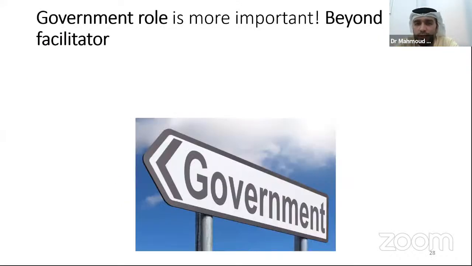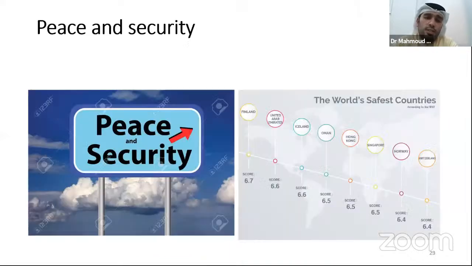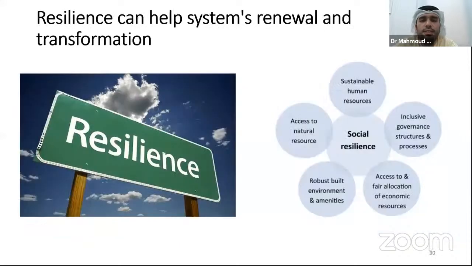Government is also important for sustainability, for social sustainability especially. And their role should be beyond facilitating. They should actually be leading and funding social change and social innovation and also social sustainability. Peace is important for sustainability and social sustainability. Building a secure, safe city, a safe country is also part of building a socially sustainable city.